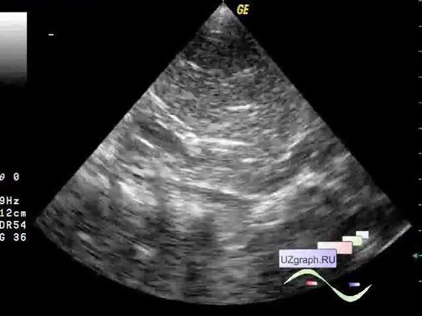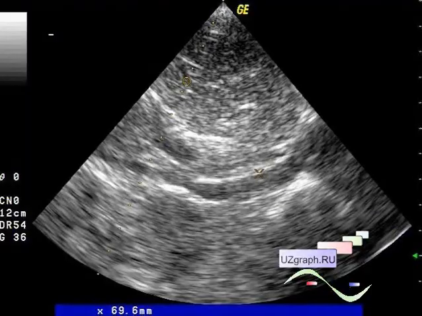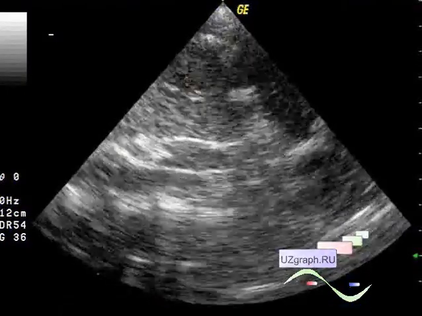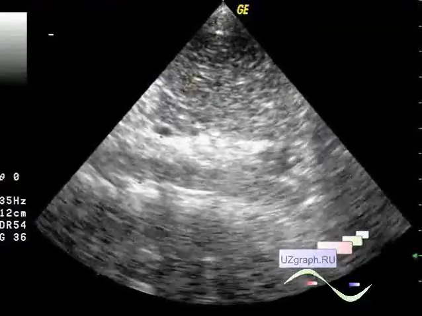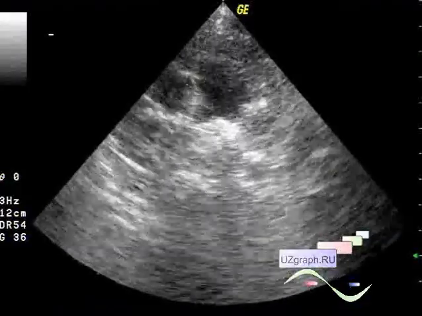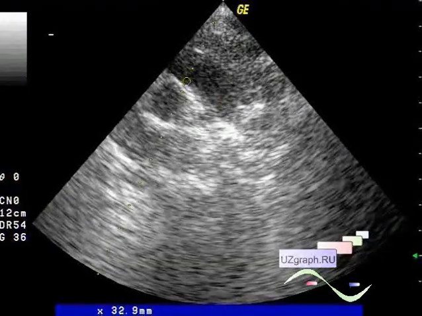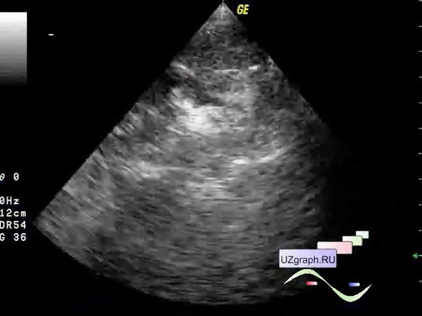This is the subcostal position, longitudinal view. We measure the inferior vena cava and abdominal aorta. Next we move to the parasternal view short axis to measure the pulmonary artery, which is also called the right ventricle outflow tract.